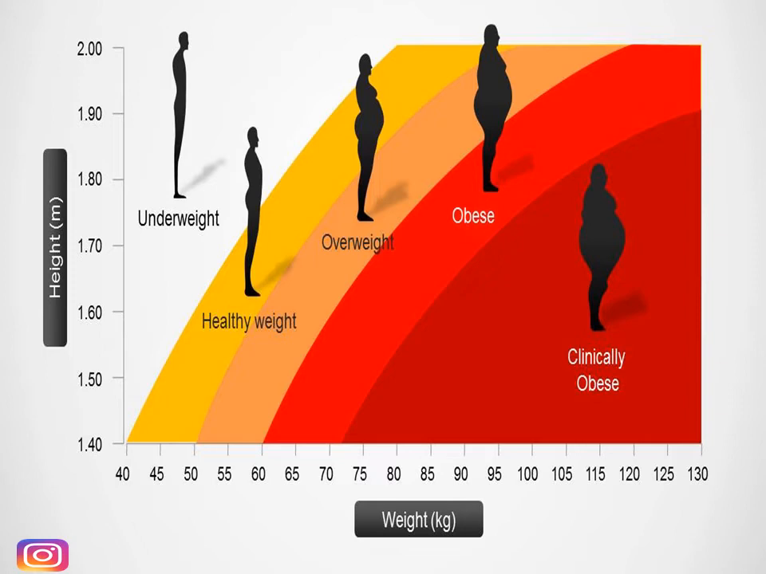If the weight is 40 to 50 kg, then we call it healthy weight. If the weight falls between 50 to 60 kg, then we call it overweight. If the weight is between 65 to 75 kg, then we call it obese. And if the weight is more than 70 to 130 kg or more, then we call it obese grade 2 or 3, and it should be monitored clinically, also called clinically obese.